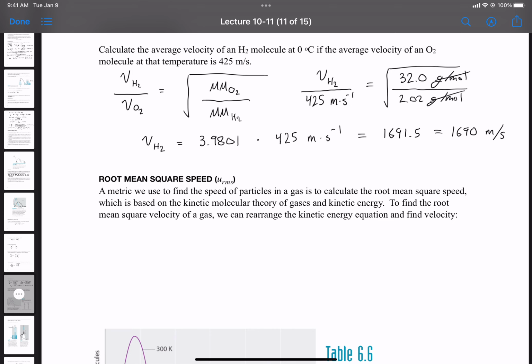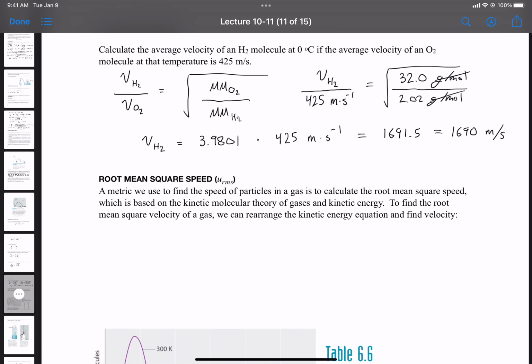So we're continuing our discussion now with Lecture 11 on the discussion of gases, the speed of particles, and the contributions of the real gases to the ideal gas equation. Okay, so we left off calculating the average velocity of an H2 molecule. And you see here, if we know the relative velocity of another particle, we can actually figure out the speed at which something else moves based on the molar masses.